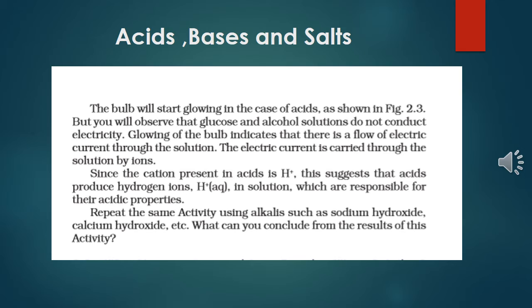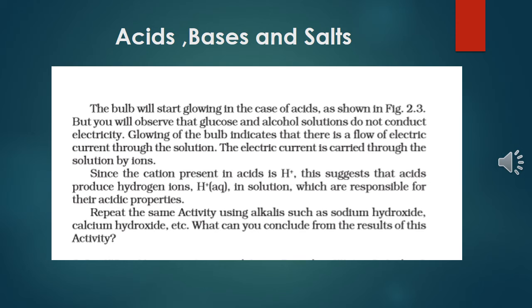But in the case of glucose, C6H12O6, though hydrogen is present, it is still not conducting electricity. Alcohol also, CH3CH2OH. It means anything that contains hydrogen is not necessarily an acid. Anything you dissolve in water, if it forms hydrogen ions, then it is an acid. I think you understood this.